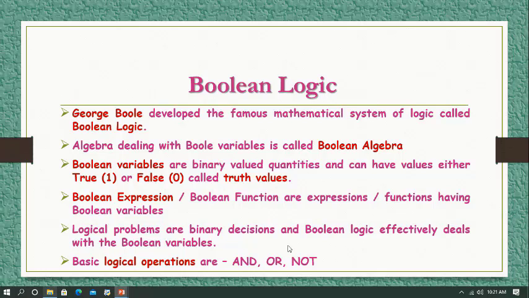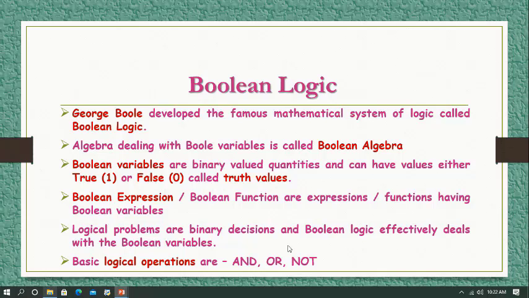The system works with Boolean variables very conveniently, as various elements of any electronic circuit can be represented using these truth values, as they are two-state devices. High voltage may be represented by 1, low voltage represented by 0, and so on. Logical problems are binary decisions, and Boolean logic effectively deals with these Boolean variables. Any expression that has Boolean variables is called a Boolean expression or a Boolean function.